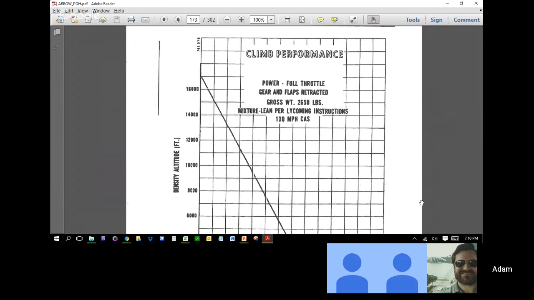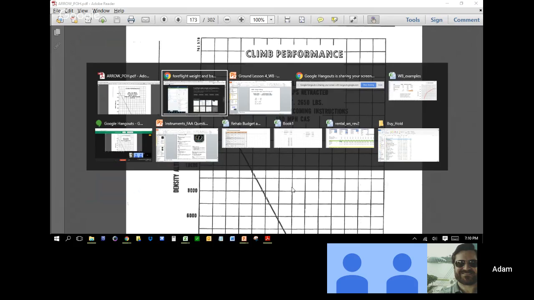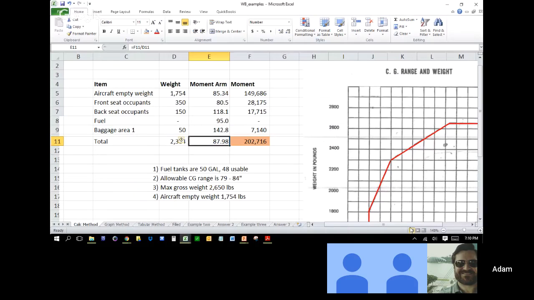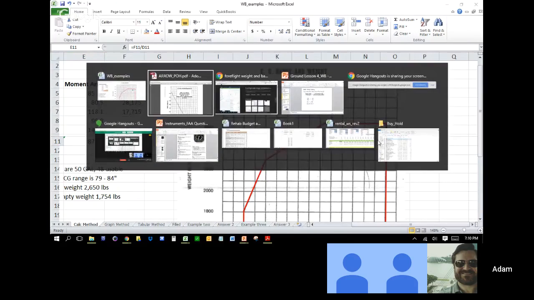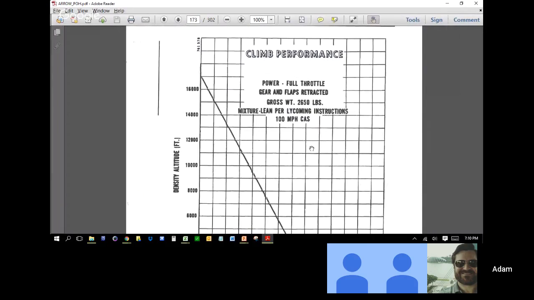Any good guesses? It's at the max weight. Yeah. So you notice in the example that we've been using throughout this session, the 2650, which is in this particular aircraft the maximum weight, 2650. Your aircraft is going to be certificated at a maximum gross weight, and all your performance charts are going to be depicted in maximum gross weight. Any good guesses as to why that might be?